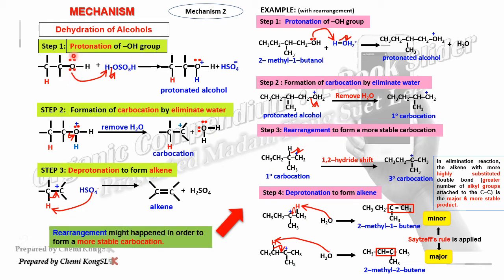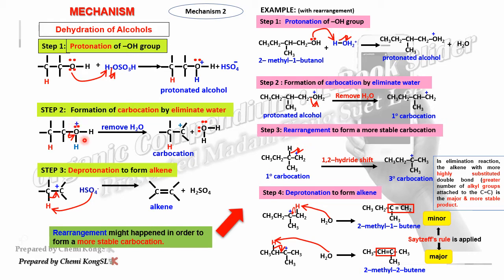So the alcohol with the lone pair goes to attract the hydrogen from the sulfuric acid. And then the bond between the H and O is breaking and forms HSO4 negative. The alcohol attracts the proton, now it has a positive charge. So we call it protonated alcohol. Step 2, formation of carbocation by eliminating water.